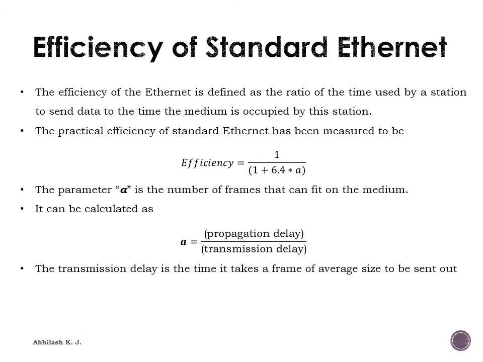So if the length of the medium is shorter, in that particular case, the efficiency increases. So as the parameter A increases, the efficiency will decrease in this particular case. That is, if the number of frames increases, then efficiency will decrease. So in the ideal situation, if A is equal to 0, the efficiency is 1 or it is 100%.